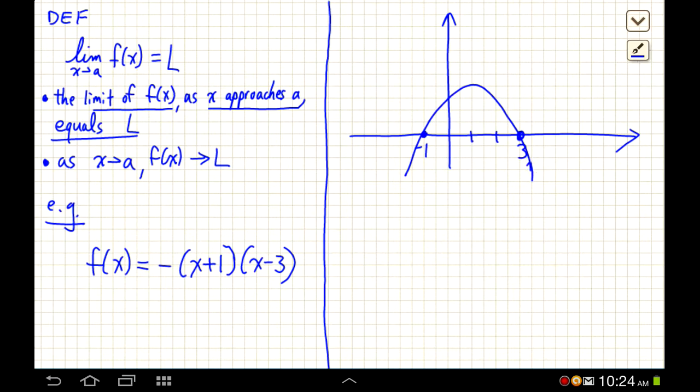Let's say we want to find out what is the limit as x approaches 2 of f of x. What does this equal? And let's see how we can evaluate this. Where is it graphically when x equals 2? Well, 2 is over here. So we're dealing with the vicinity of f of x around that place.